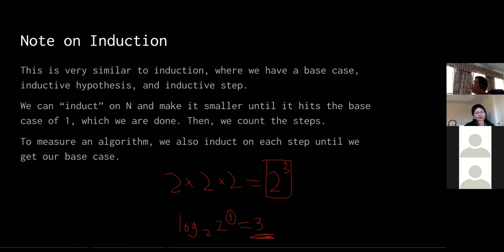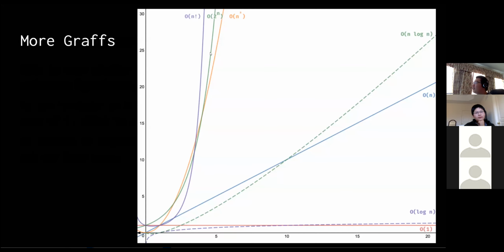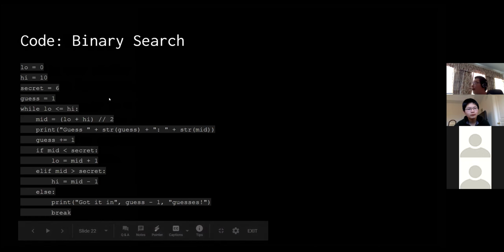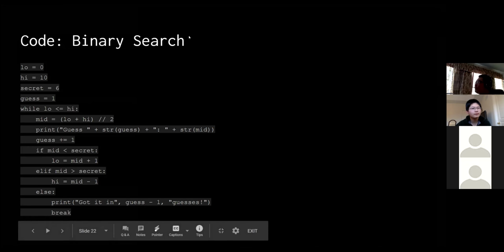Coolio, yes. And also, one more thing is I want to talk about some graphs, and here are some more complicated algorithms that you might encounter. So maybe you have stuff like 2 to the n, which is called exponential time. So 2 to the n is basically 2 times 2 times 2, and you do that n times. And then you also have O log n, which is what we talked about today with binary search. And here's the code for binary search. It's really simple if you understand it.